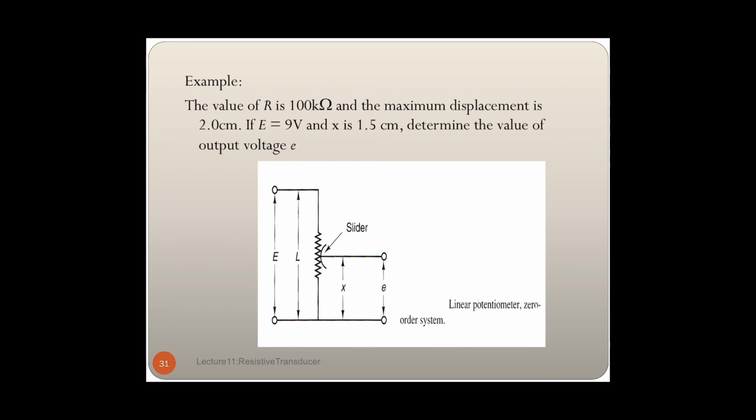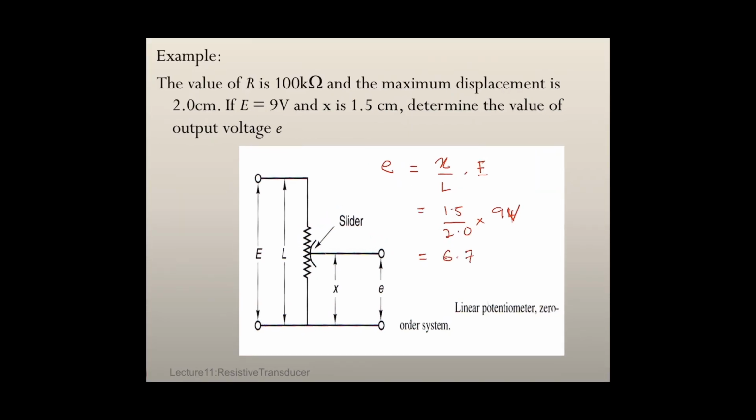This problem can be solved using the displacement ratio and multiplying it with the voltage supply. So the equation is E, voltage output, equals displacement ratio X over L multiplied with the voltage supply. So it is 1.5 divided by 2 cm multiplied with 9 volt. Then it gives you 6.75 volt. So the voltage output at displacement 1.5 cm is 6.75 volts.